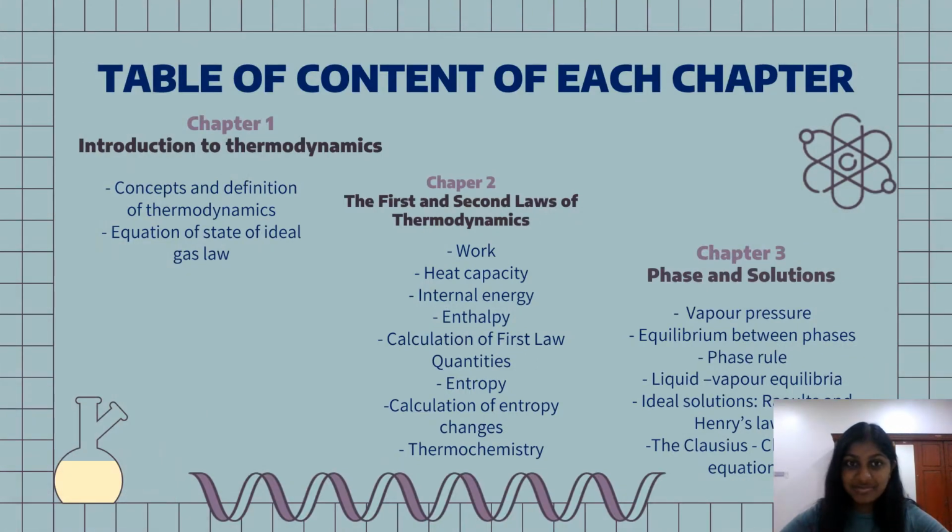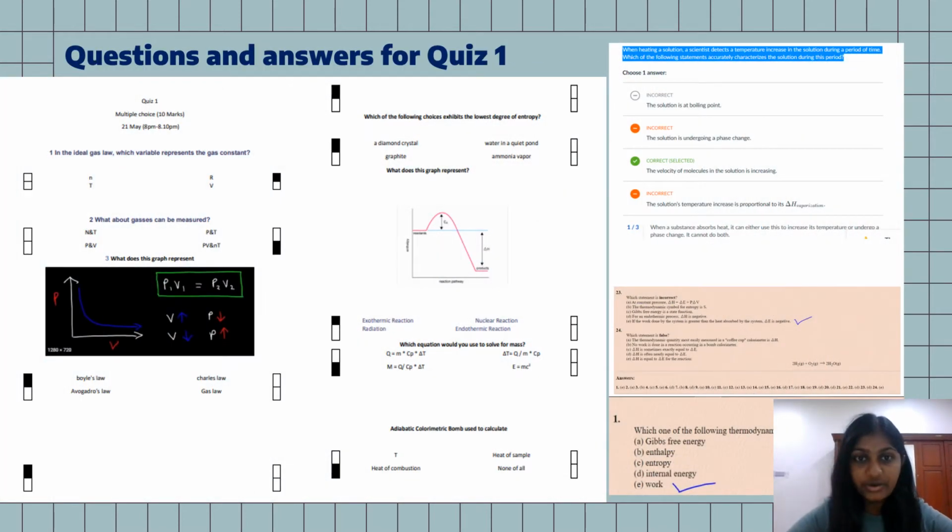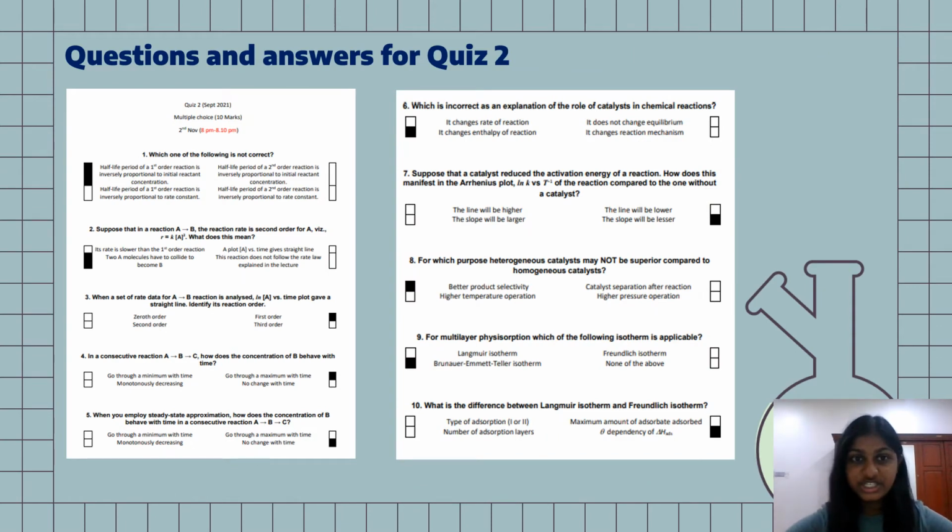This is the table of content of Chapter 1, Chapter 2, and Chapter 3. This is the table of content of Chapter 4, Chapter 5, and Chapter 6. In addition, now I would like to share the questions and answers for quiz 1 that I had during this semester. Next, these are the questions and answers for quiz 2.